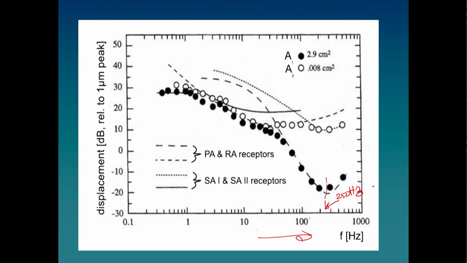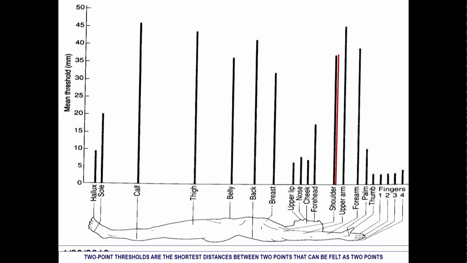and this also plots different areas. For different areas, the receptors respond differently. This is the amplitude, displacement is given over here, and these receptors, as I mentioned earlier, have different distributions throughout the body. Okay, so how do we measure how the sensors are distributed in our body?